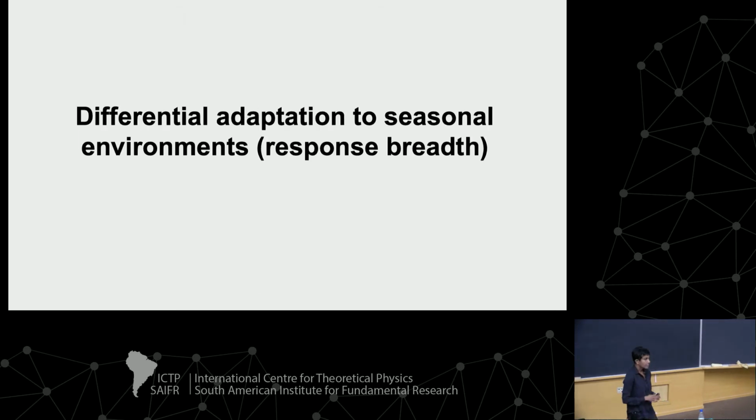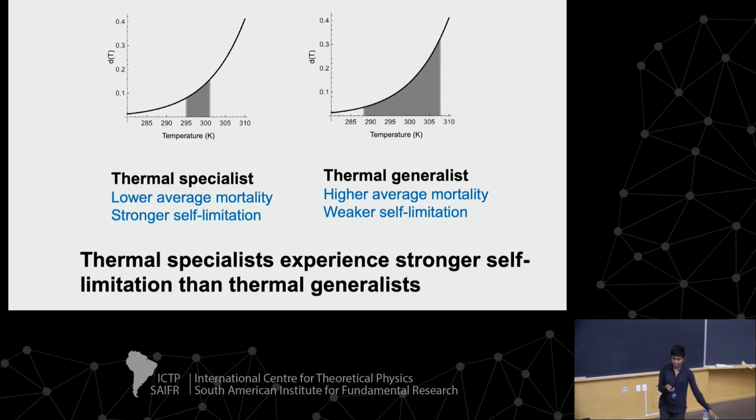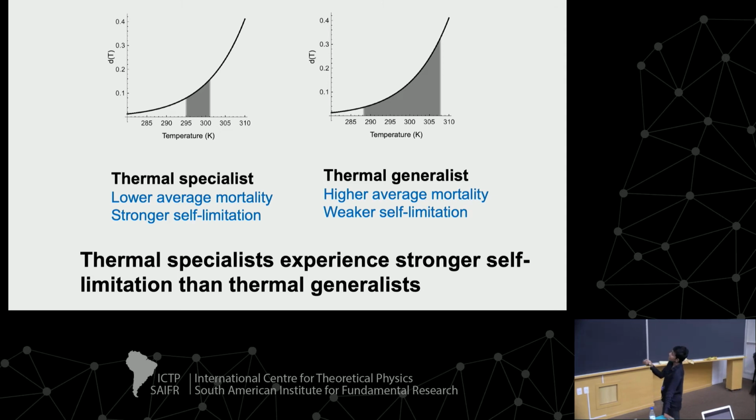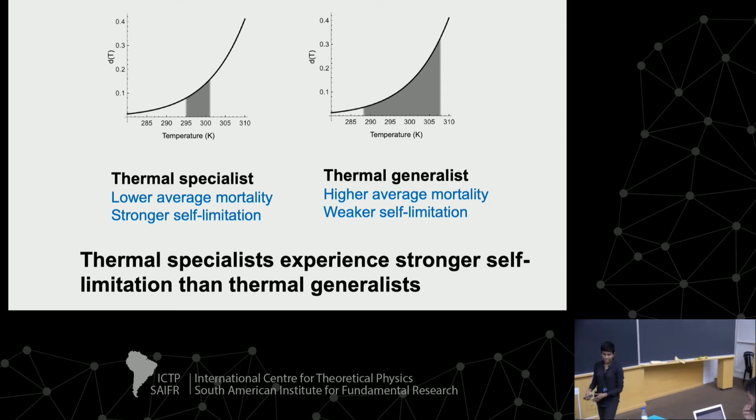Now, we said that thermal optima constitute one dimension of thermal adaptation. The other one is response breadth. So if you now look at the mortality responses of thermal specialists and thermal generalists. Specialists are active over a narrower temperature range, which means that they experience lower average mortality and stronger self-limitation than thermal generalists, because generalists are active over a wider temperature range and therefore have a larger mortality response, right? Because it's concave up, the more variability you experience, the higher mortality gets, which translates into weaker self-limitation. So thermal specialists experience stronger self-limitation than thermal generalists.